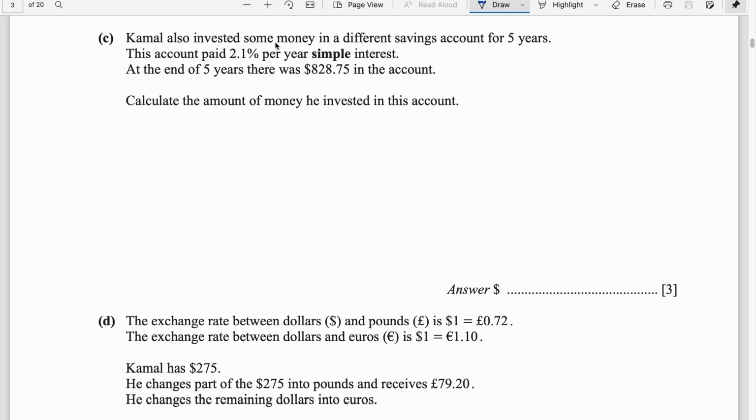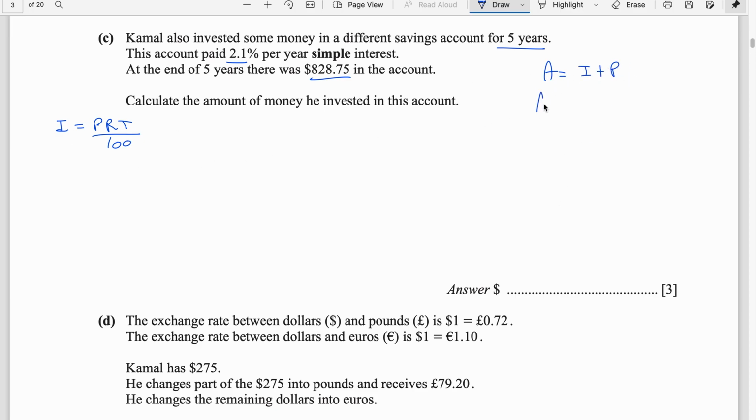Kamal also invested some money in a different savings account for 5 years. This account paid 2.1% per year simple interest. At the end of 5 years, there was $828.75 in the account. Calculate the amount of money he invested in his account. Simple interest formula is I equals PRT over 100. So this is the amount in his account. So amount equals interest plus the principal.